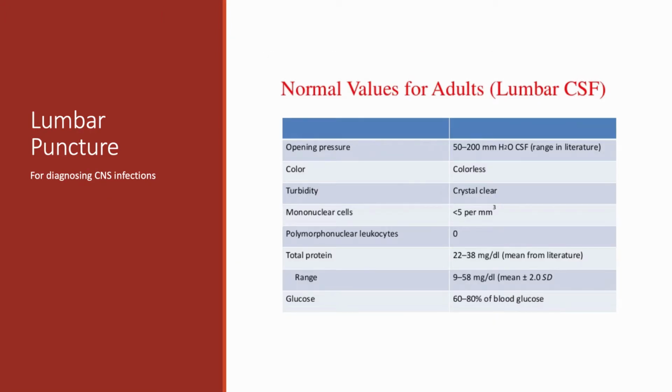Lumbar puncture is commonly done, and we use this for diagnosing CNS infections, among other things. The important parts of doing this procedure are seeing what the opening pressure is. So if we put the needle in and we see an opening pressure that's over 200 millimeters, that's a concern, right? We also look at the color. It should be sort of a pale yellowish but clear. It should not have any cloudiness to it at all.